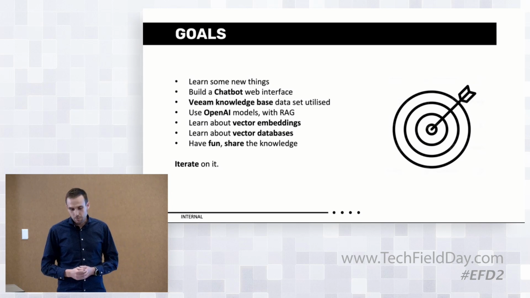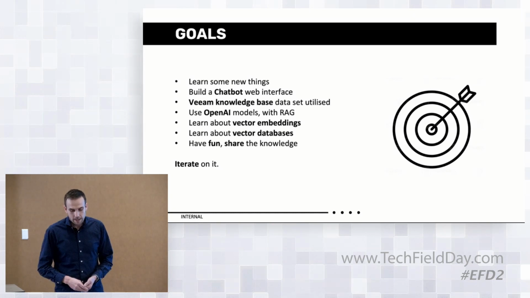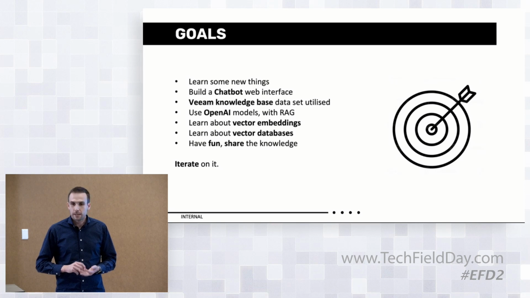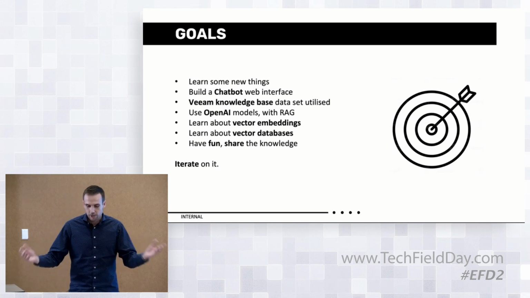Because it was easy and consumable and relatively cheap, I decided to use the OpenAI models, but let's face it, there's lots now available, open source ones. You can even run them on your laptop now. They're getting better. I wanted to learn about vector embeddings. As you'll see, it's a very important piece to the puzzle, as well as vector databases. As industry professionals, we're used to dealing with databases. These are just a regular database in a way, but they are optimized to work with this sort of data set that we're talking about. And have fun, share the knowledge, and iterate on it.